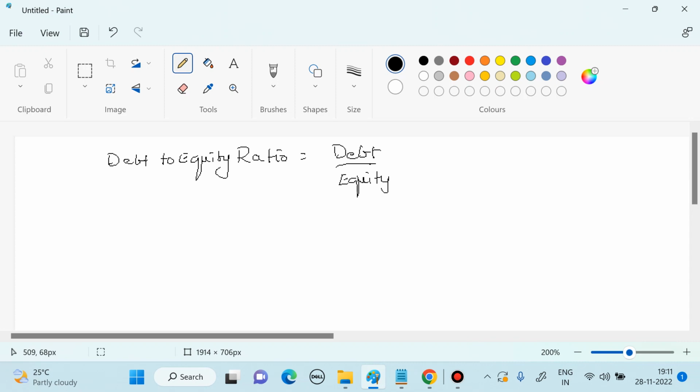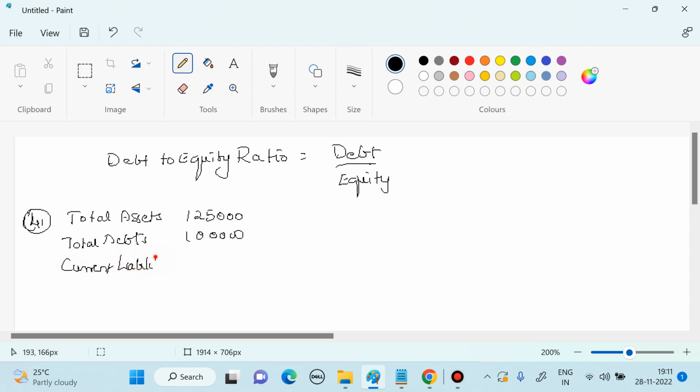I've sent the question in the group. It is illustration number 41 in the textbook. Look at that. They have given: calculate debt to equity ratio from the following information. So information given is total assets 1,25,000. Total debts or liabilities, that is external debts, they have given directly as 1 lakh. And current liabilities is given as 50,000.